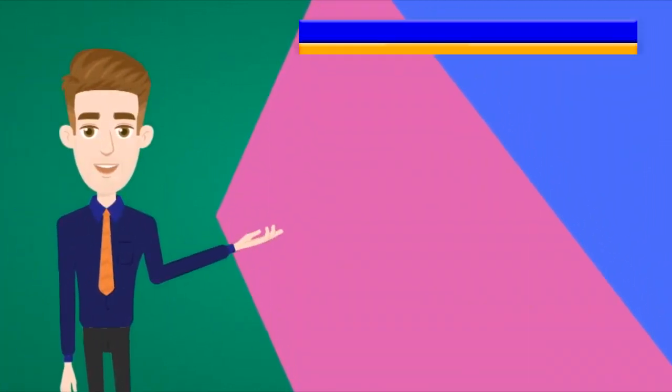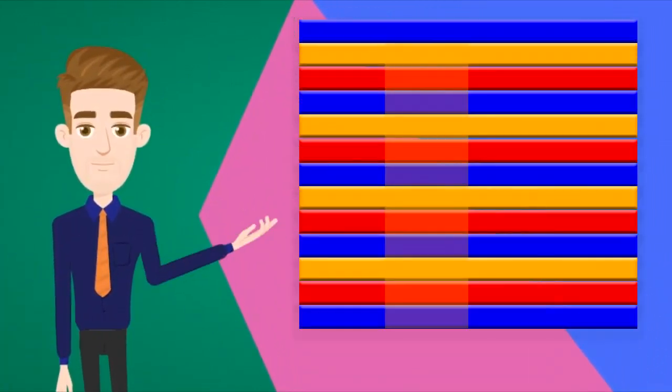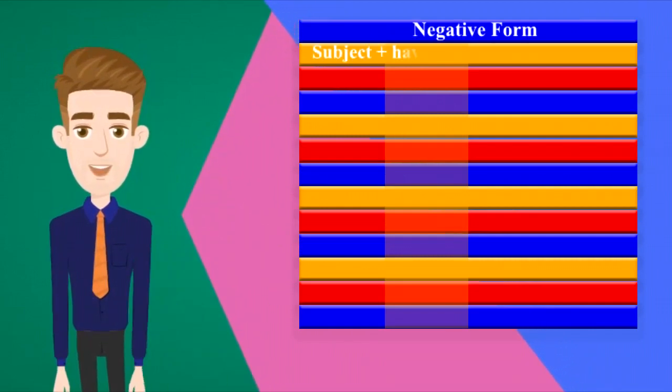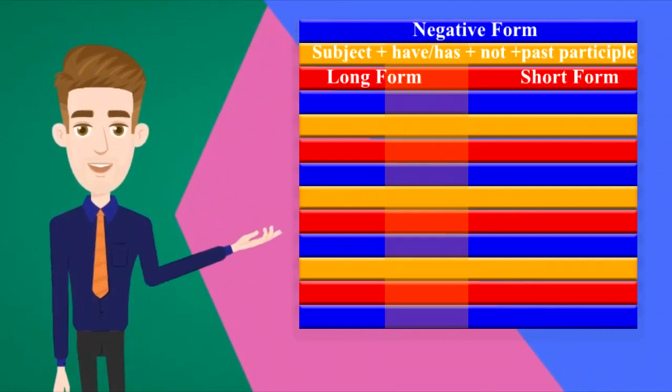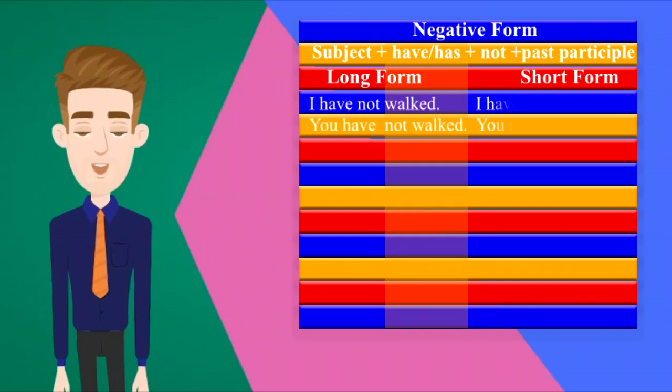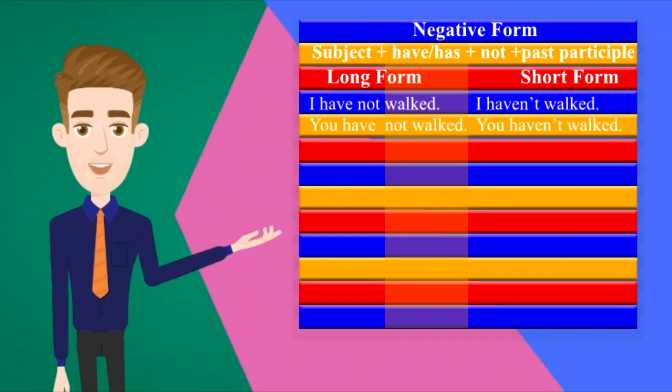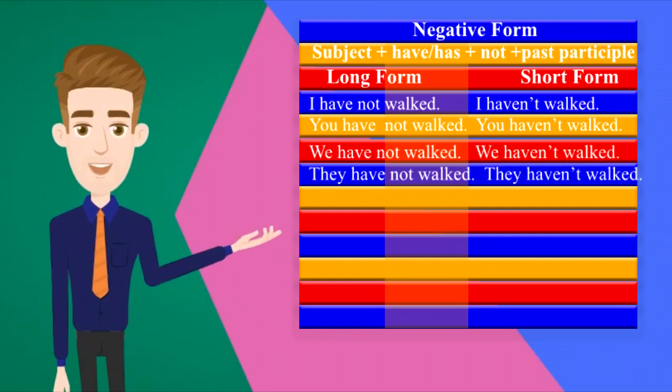Now, we're going to move to the negative form. The negative is subject plus have, has plus not plus past participle. Here are the examples. I have not walked. I haven't walked. You have not walked. You haven't walked. We have not walked.